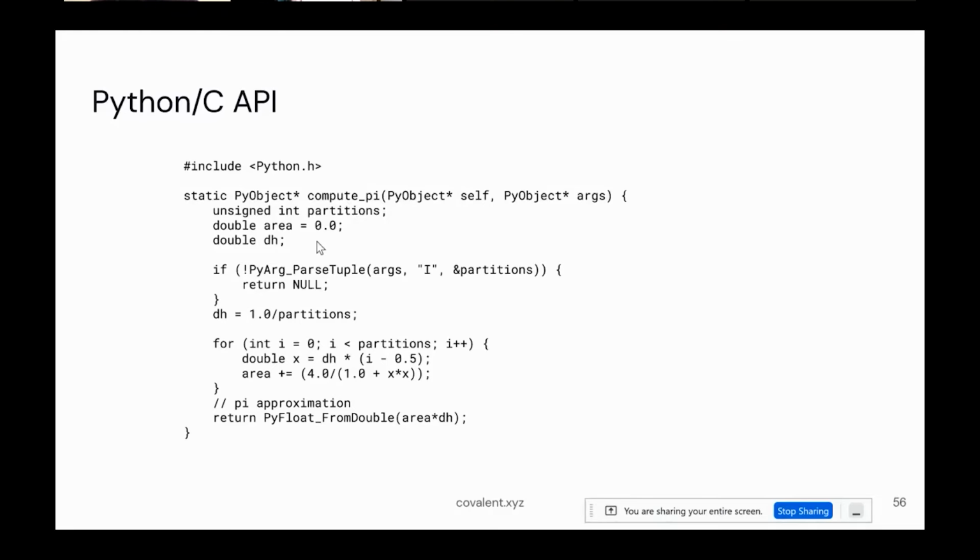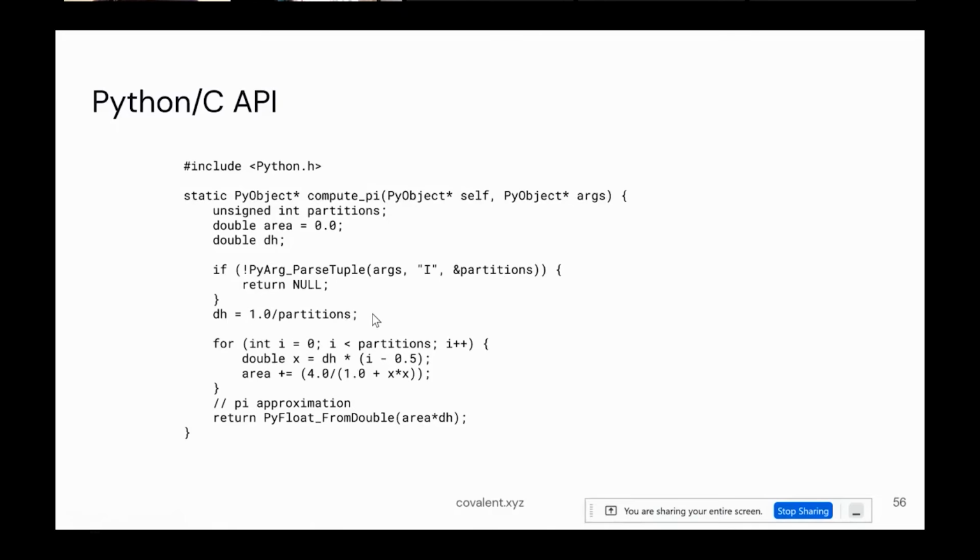I'm initializing area to 0 because I'm going to be accumulating the result there. And dh is just the width of the rectangle that is going to be used in computing the area. The next line is just telling that whatever argument is passed to this compute pi function from Python, convert that into an integer and store that in partitions, because an integer makes sense because the number of partitions could be 100, 1,000, or 10,000 depending on how finely you want to partition that area under the circle. And then you're just computing the width of the rectangle by just taking 1 over that.